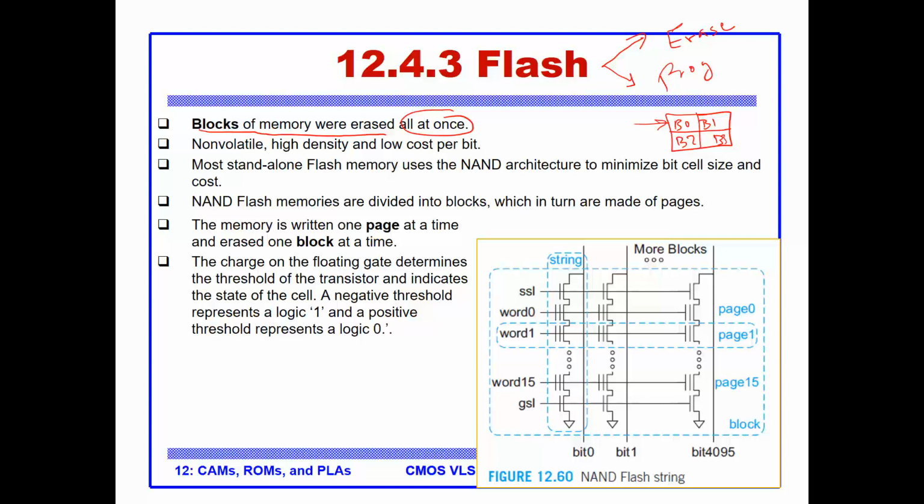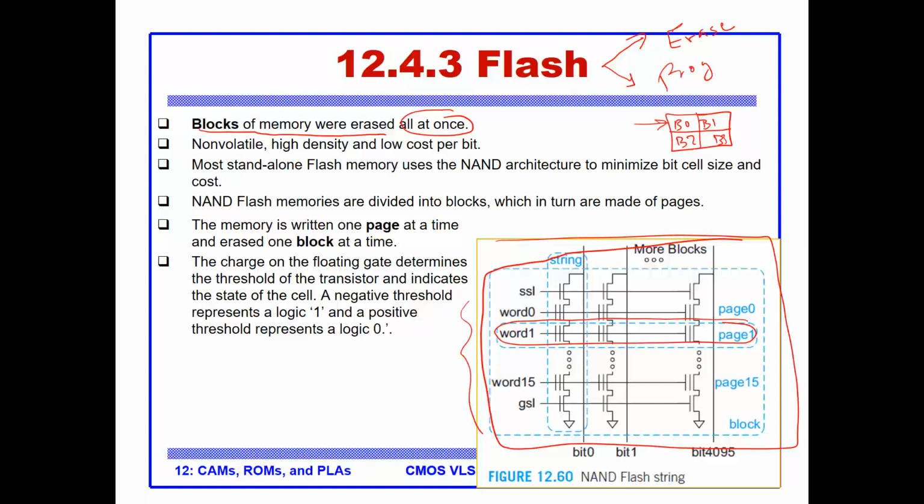And so for example, here, this for instance is one block, and inside the block I have multiple pages, and the page is very similar to the word concept for other memories. In this case I have 16 pages or 16 words, and for every bit line, we call it a string. These are the vocabulary for the Flash folks when we have to use those.